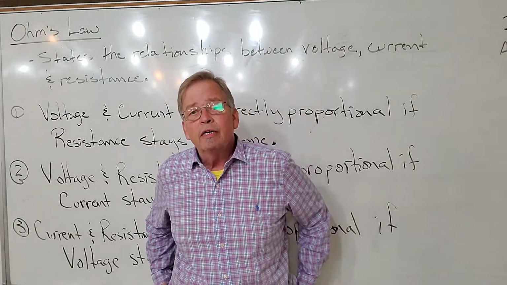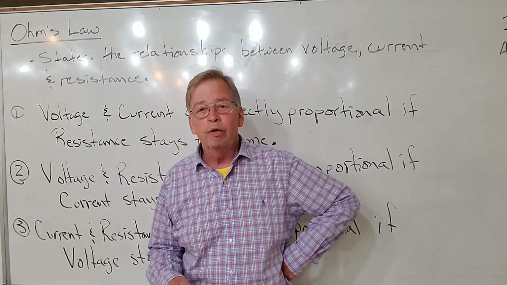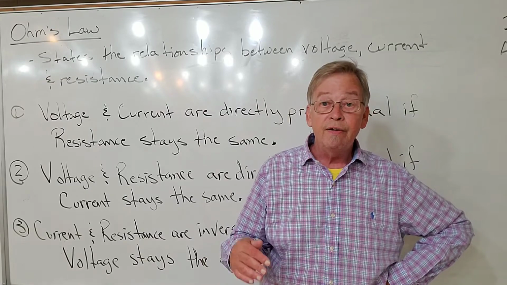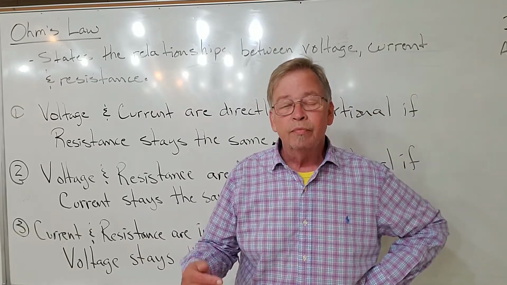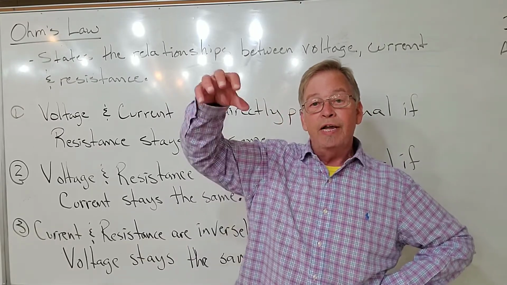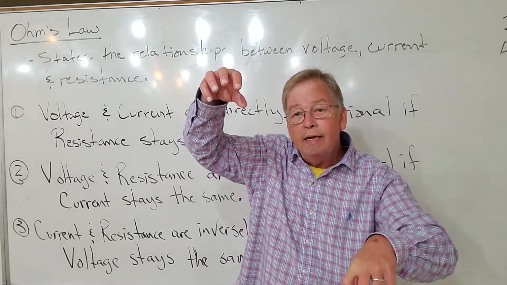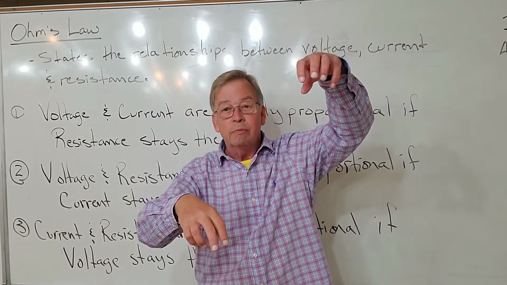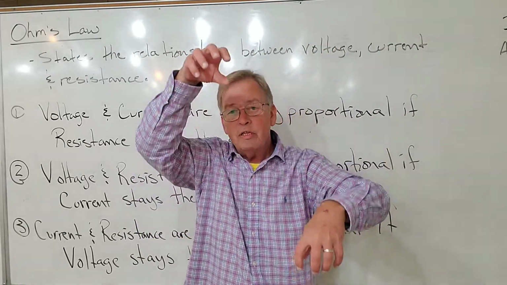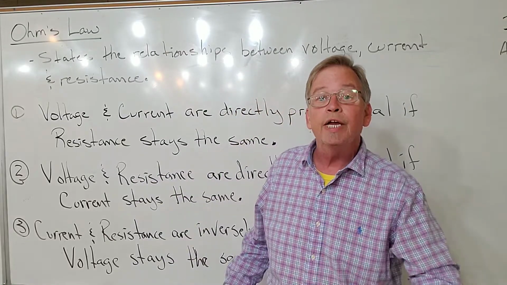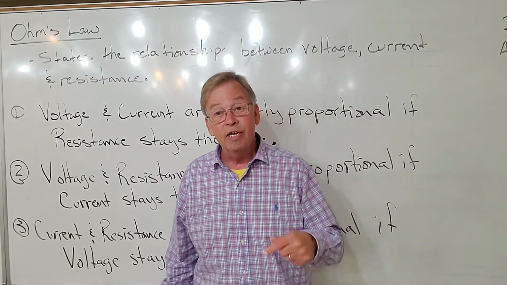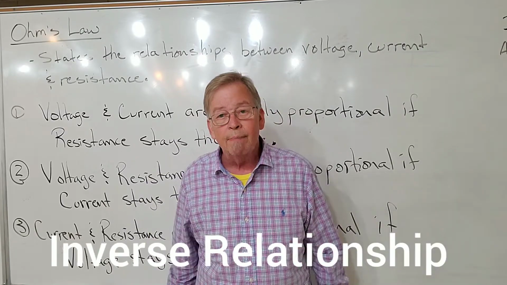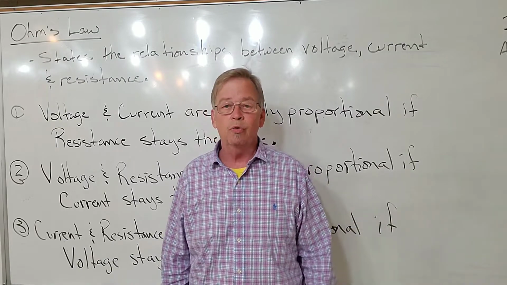So the last one is the relationship between resistance and current. Now this is speed and brake. If I increase my brake, that's going to decrease my speed. If I decrease my brake, that's going to increase my speed. So now I have this relationship where the variables are moving in opposite directions. This is called an inverse relationship. When the variables move in opposite directions, this is an inverse relationship.